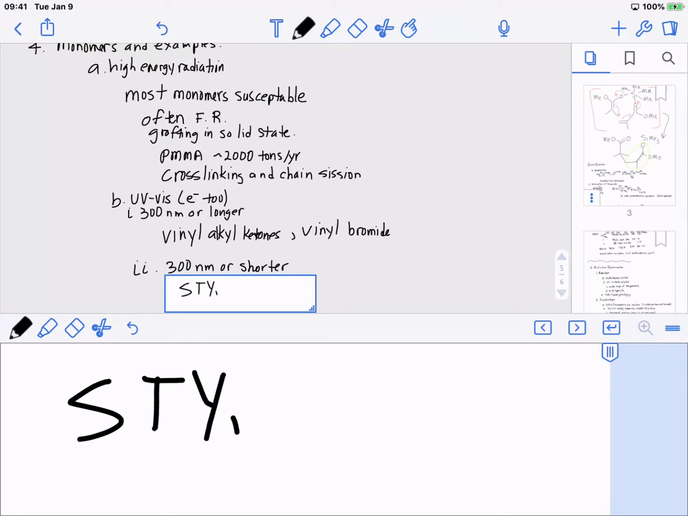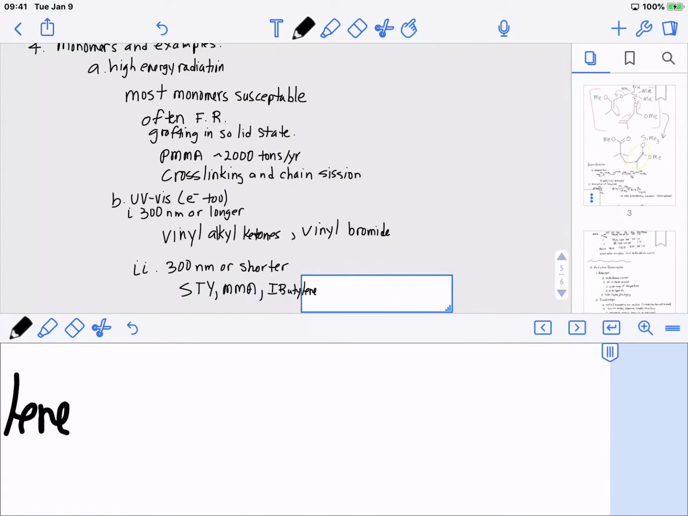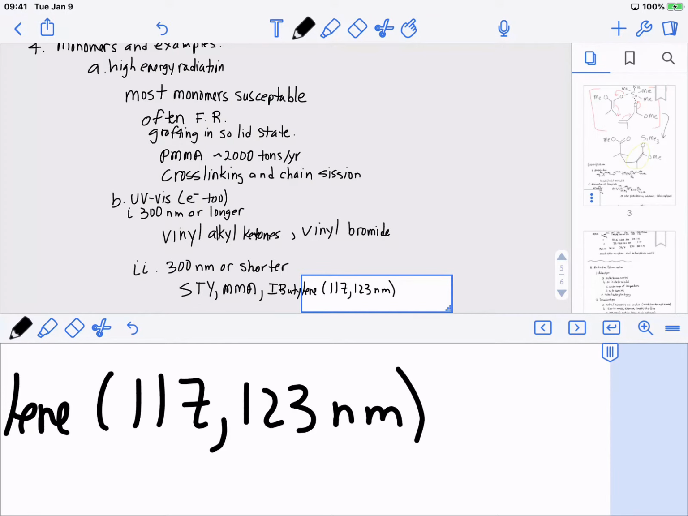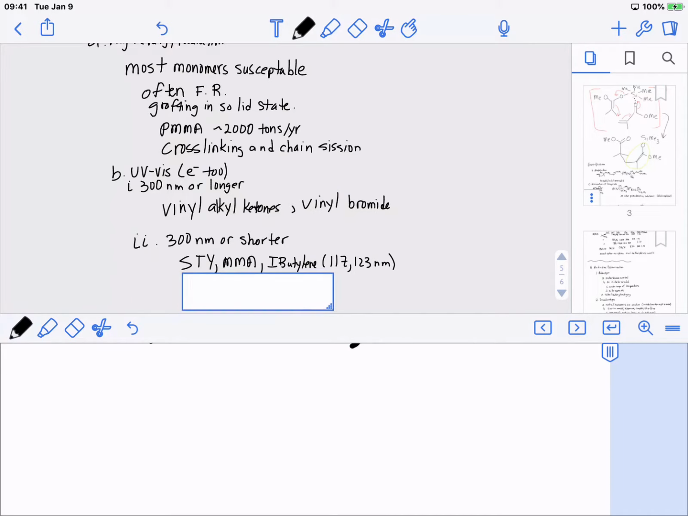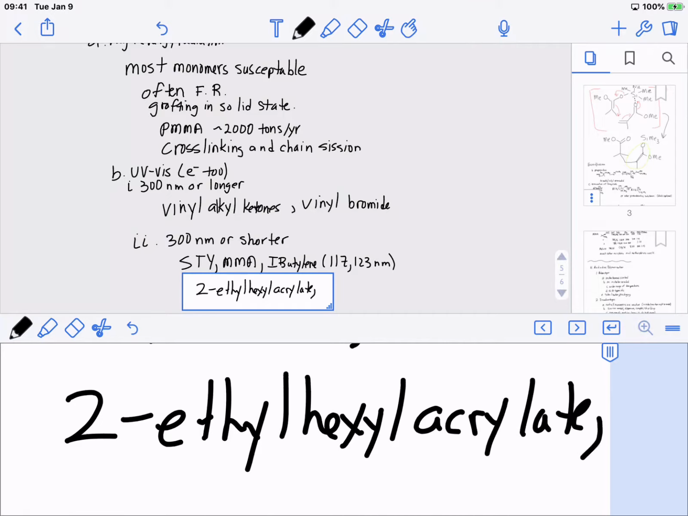And you can polymerize styrene, MMA, isobutylene, at 117 or 123 nanometers. You can also make 2-ethyl hexyl acrylate. Some of these get tough because they don't propagate too well when you just do regular free radical.